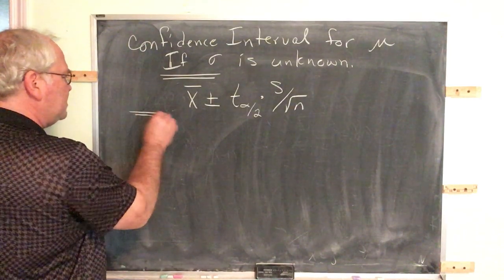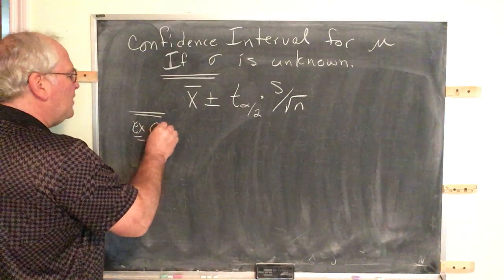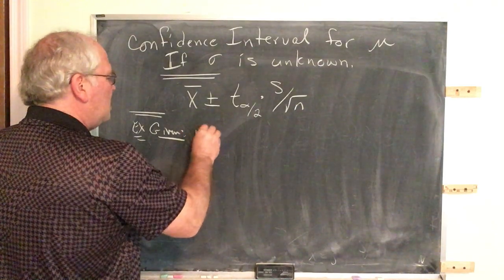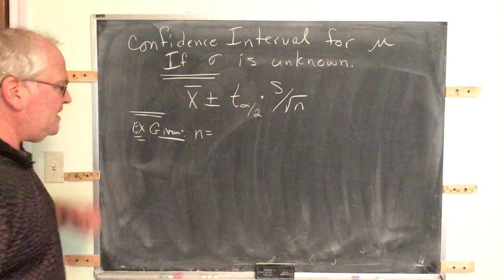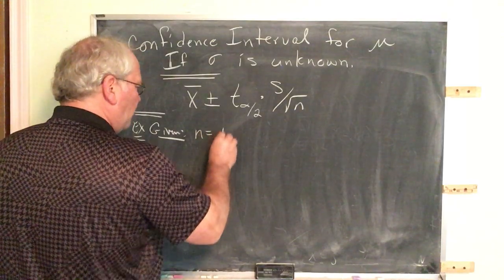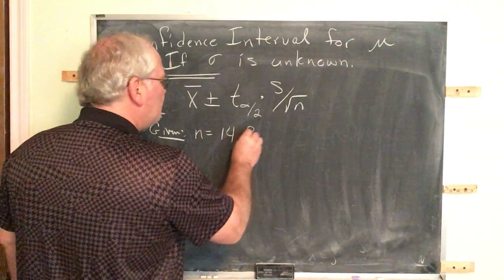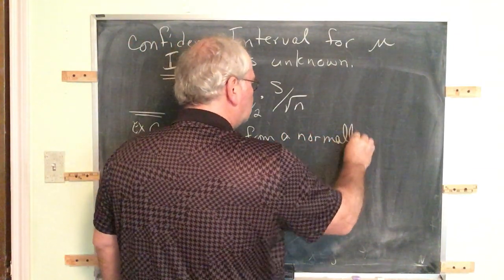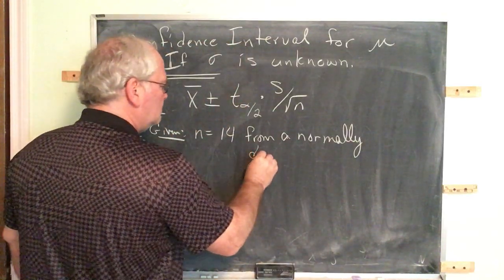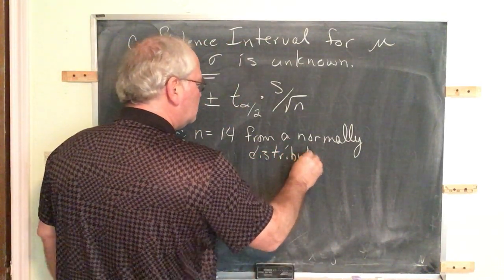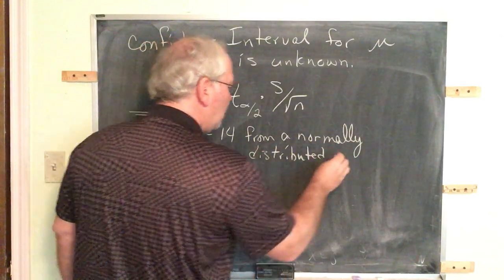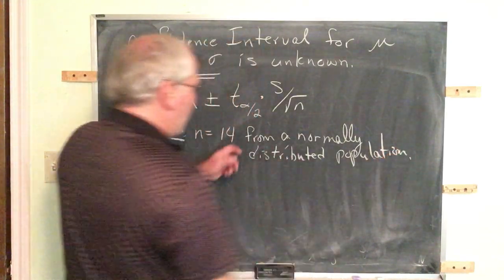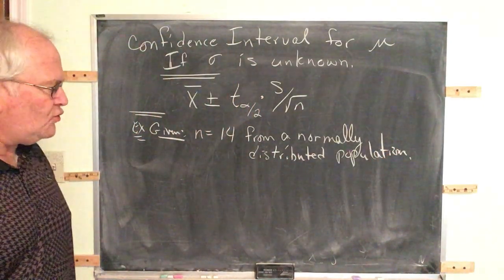Now, here's our setup. Here's our example. Suppose we're given a sample of size n equals, let's say n is equal to 14 from a normally distributed population. So we have a population that is known to be normally distributed.